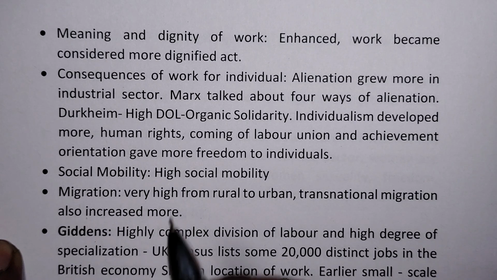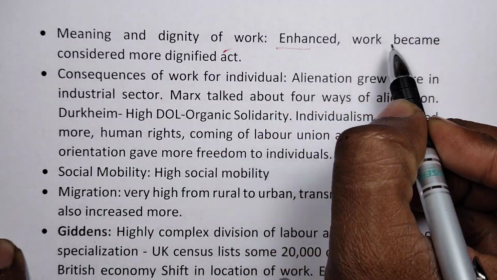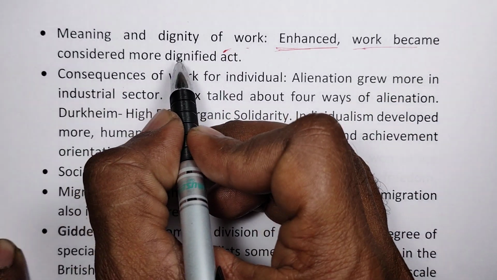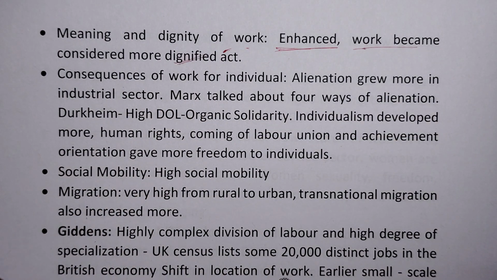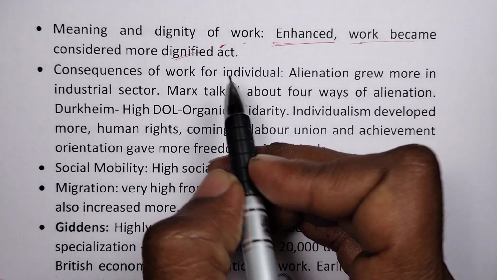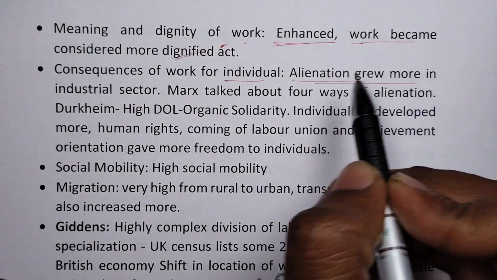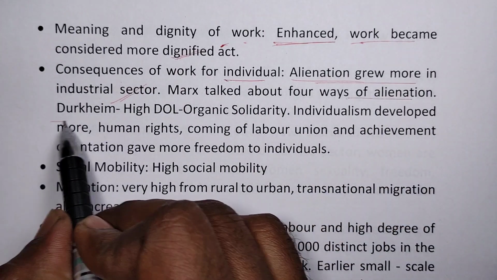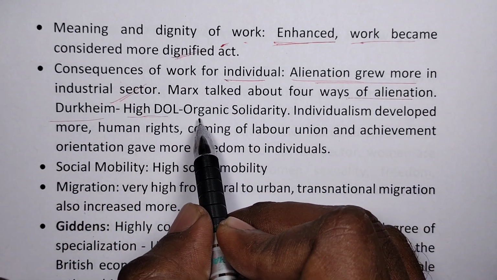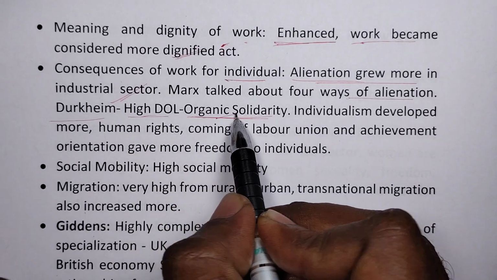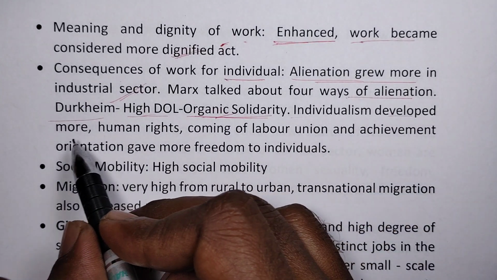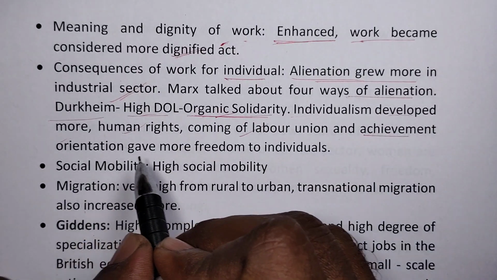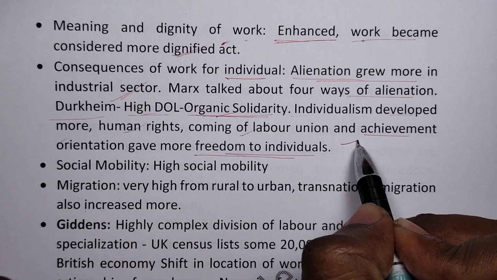Meaning and dignity of work. Work became considered a more dignified act. Consequences of work for the individual. Alienation grew more in the industrial sector. Marx talked about four ways of alienation. Durkheim: high division of labor means organic solidarity. Individualism developed more. Human rights, the coming of labor unions and achievement orientation gave more freedom to individuals.